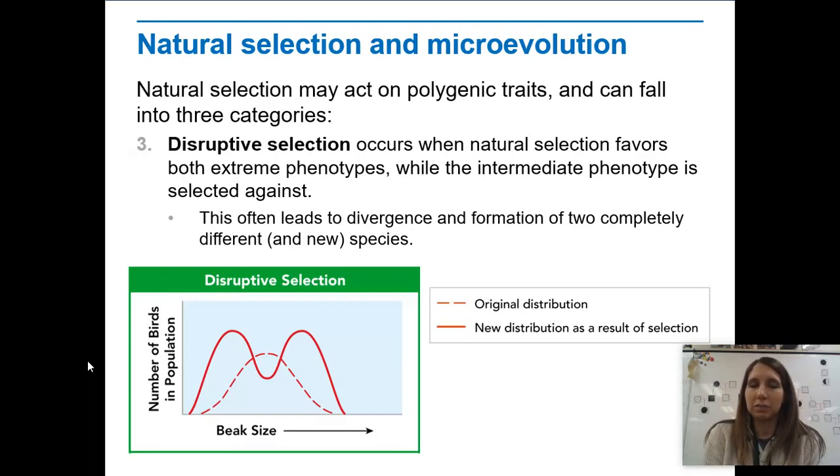And so what we get as a result of that, what we usually call divergent evolution, is where things become more and more different from one another, so much so that eventually this can lead to the formation of two completely different species. Okay. But again, the basic premise of this is that we're selecting for two extremes, one here at one end of the scale and then the other here at the other end. And they have to be selected for simultaneously, within the same population.